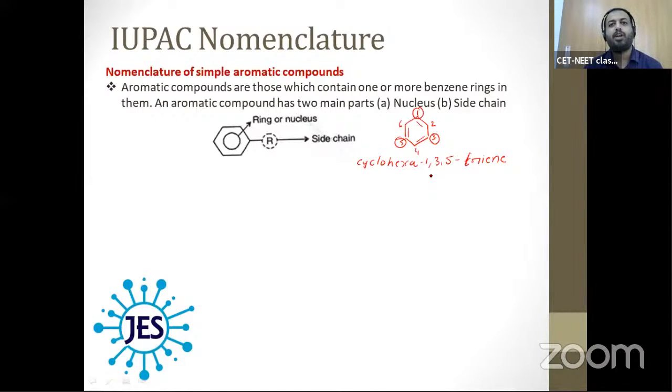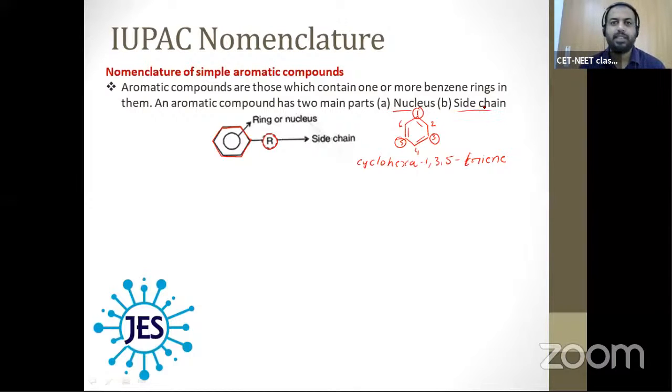Then in any aromatic compound, you have 2 parts. The ring or the nucleus, the hexagon with the pi electron cloud is called the ring or the benzene nucleus, and whatever group is attached to it is called the side chain. So you should keep in mind both these parts while naming the organic compound. There are 2 parts, nucleus and side chain.